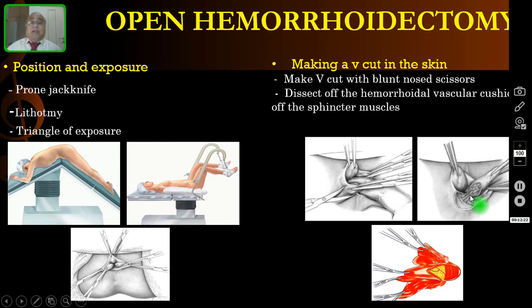What I usually do, I wrap a dry gauze over my index finger, and I will pull this hemorrhoidal plexus, I will pull this side, and with the wrapped gauze piece over my index finger, I will push this tissue away from this area so that this is a blunt dissection. If there is any hemorrhage there, you can control it with cautery.